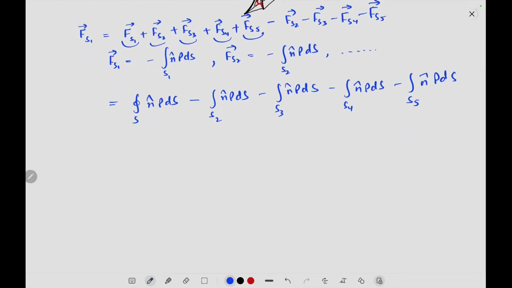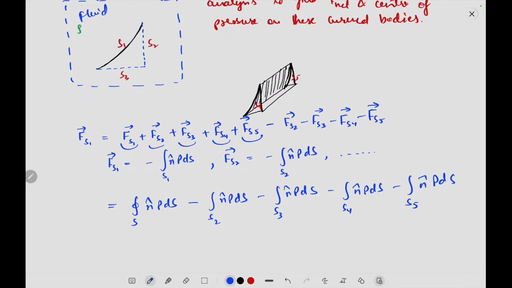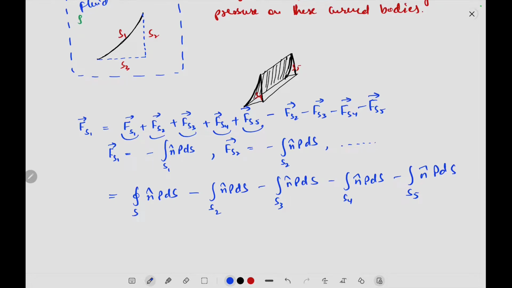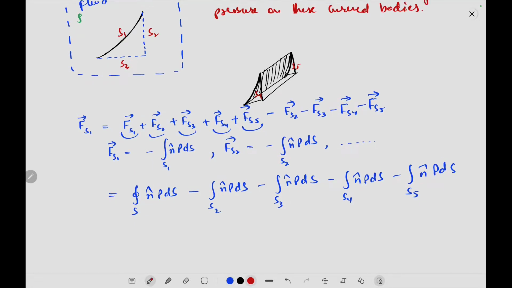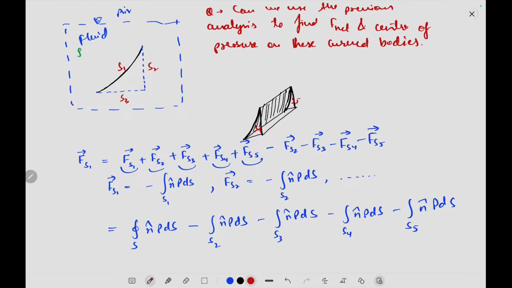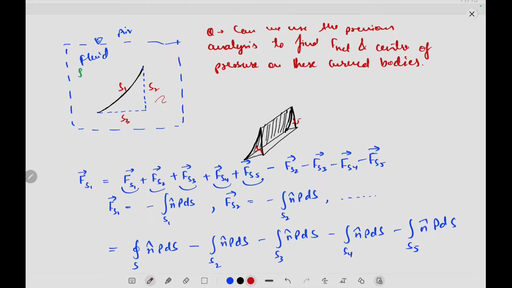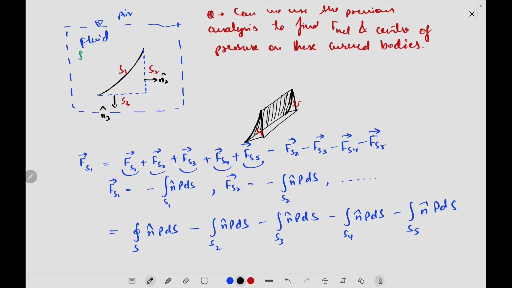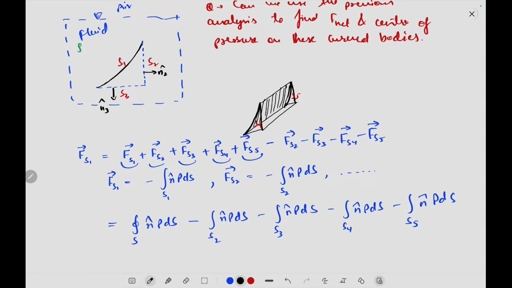Okay. All right. Now let's define the normal vectors n1, n2, n3 for S2, S3, S4. So let's define the normal vector on this surface. Let's define with some other color. So this is, let's say, n2 hat. This is, let's say, n3 hat, the normal vector for this surface. Similarly, this will be n4 hat and this will be n5 hat.